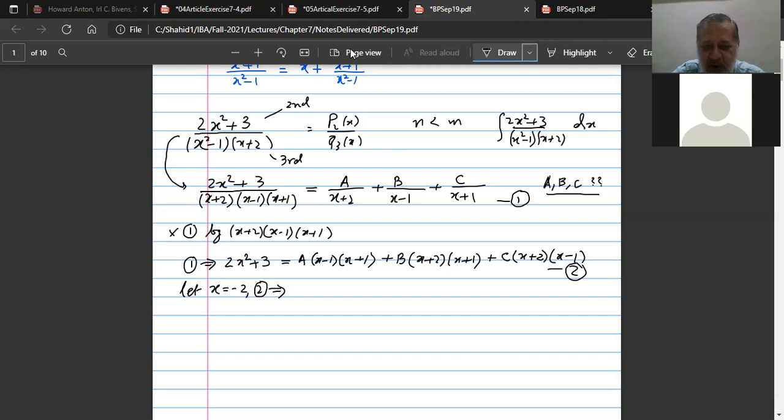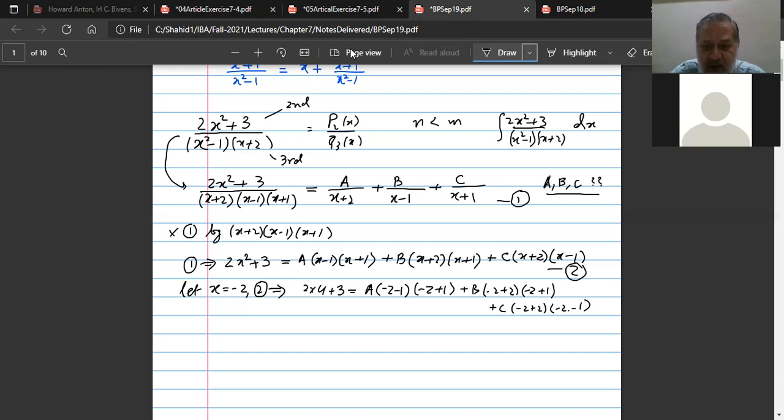तो -2 थ्रू आउट रखना. -2 रखने से ये टर्म कैंसिल हो जाएगी, ये टर्म कैंसिल 0 हो जाएगी. So x is equal to -2 means 2 into 4 plus 3 on the left hand side. On the right hand side, x minus 1 is -2 minus 1. x plus 1 is -2 plus 1, plus b times -2 plus 2, which becomes 0, -2 plus 1, and plus c times -2 plus 2, -2 minus 1.